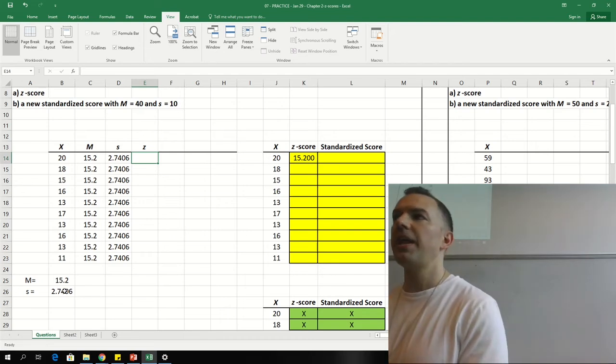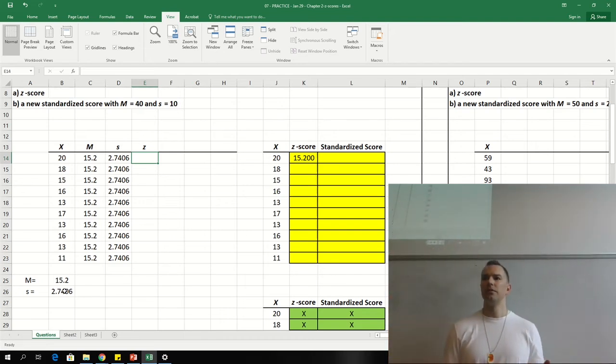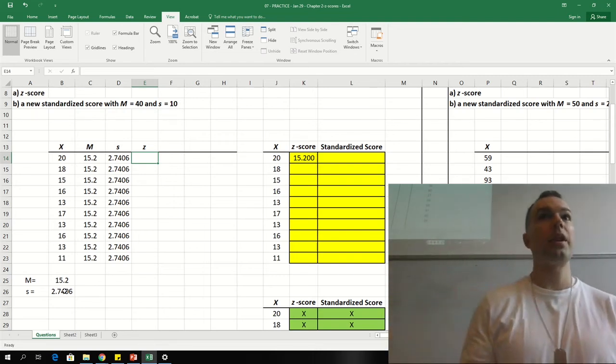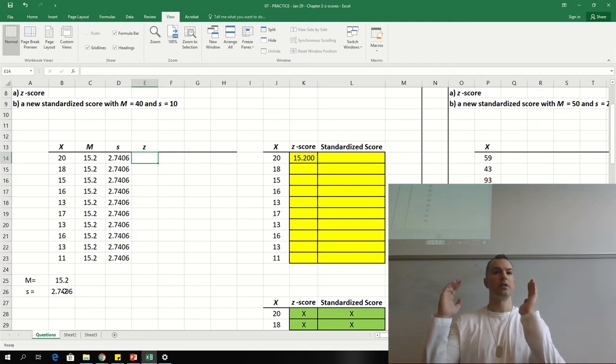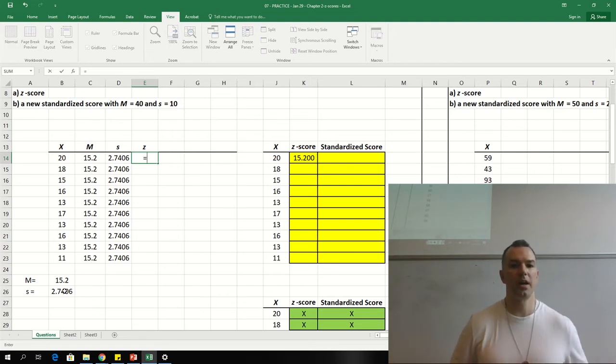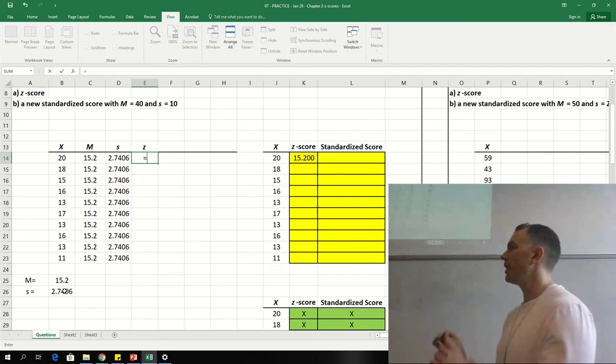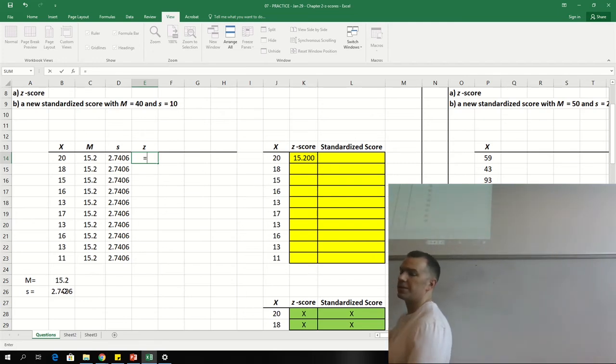All right, so does everybody have these two columns? Okay, so now that we have our column of means, we have our column of standard deviations, now we're ready to enter in the formula for the z-scores.